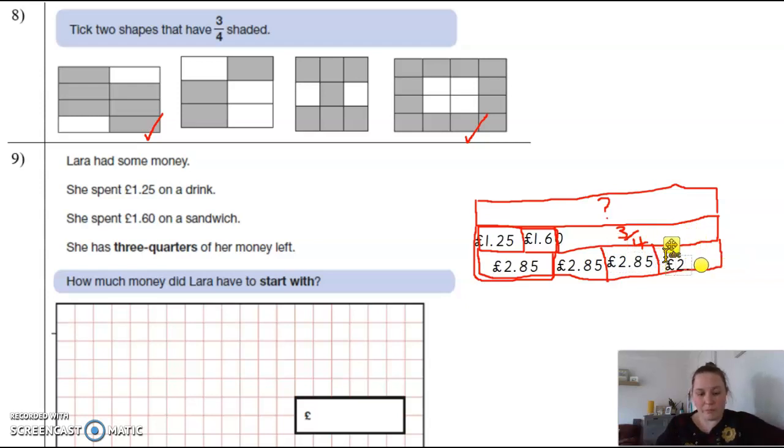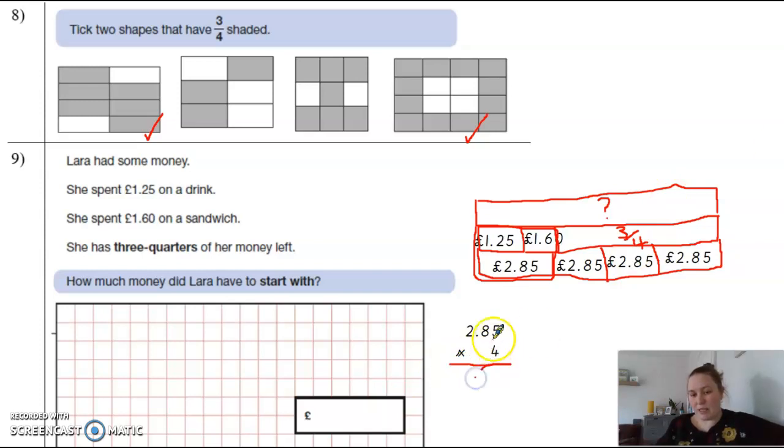Refer back to my question, how much did she have to start with? So I want this question mark here, this whole total. So I need 285, 285, 285, 285. Instead of writing that all down as an addition, I'm going to do 285 times 4. So that's my calculation to work it out.